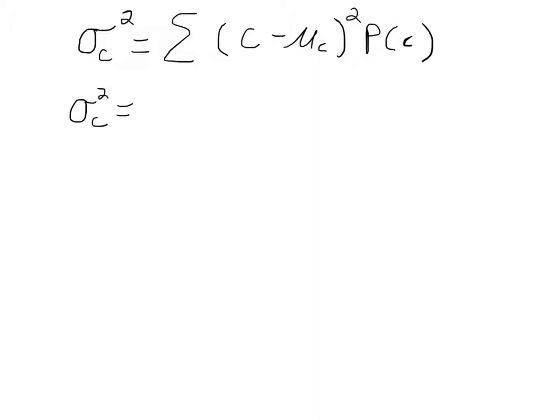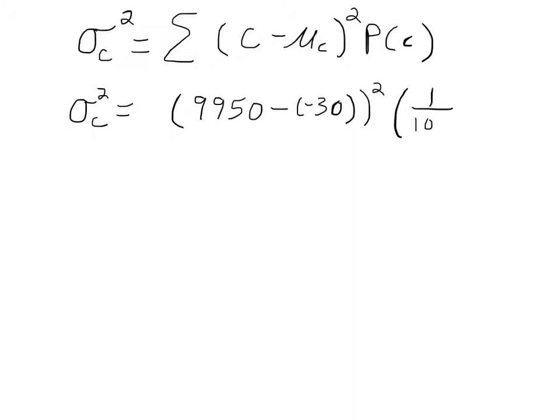I'm going to take every c value, so I had a c value of 9,950. I'm going to subtract the mean, which is negative 30. Square that, and then multiply that by the probability that I got the $9,950, which is 1 out of 1,000. I'm going to add that to the next c value.